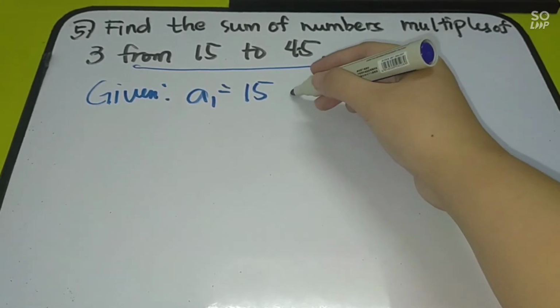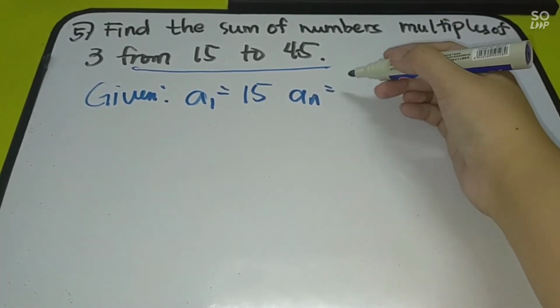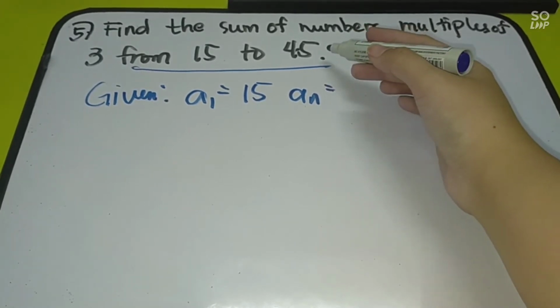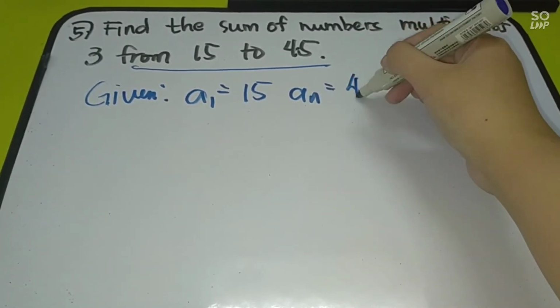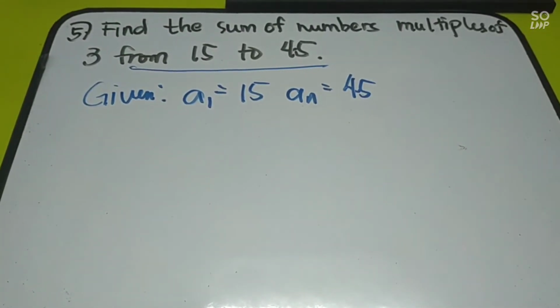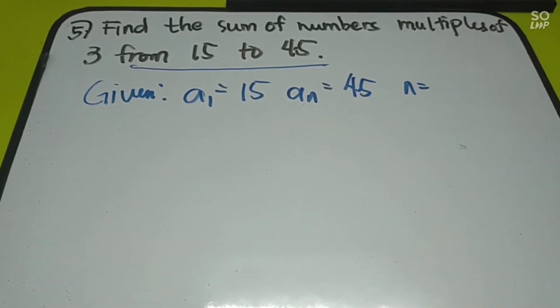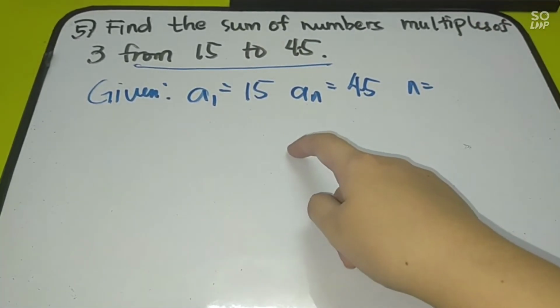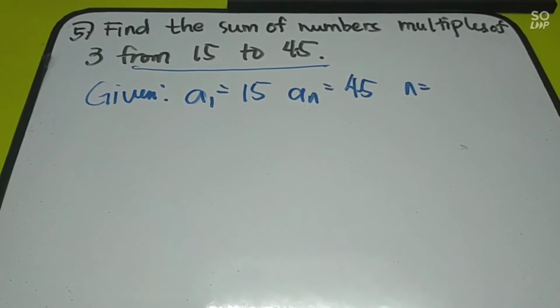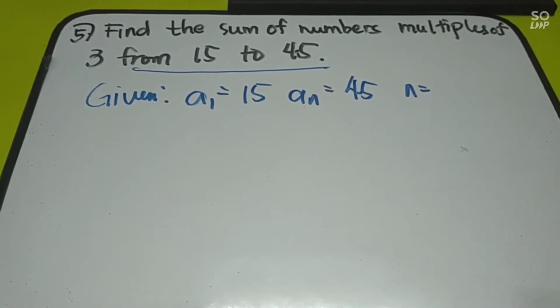And then, for your last term, that is A sub n, the answer here is 45. Bakit 45? Kasi, pwede mo siyang maging last term. Yun nga lang, we didn't know how many number of terms are there from 15 to 45. Okay? From 15 to 45. So, how will you do that? Paano mo makukuha ngayon yung n mo?